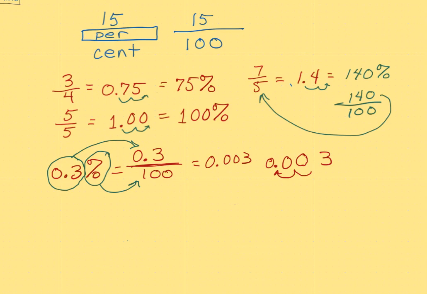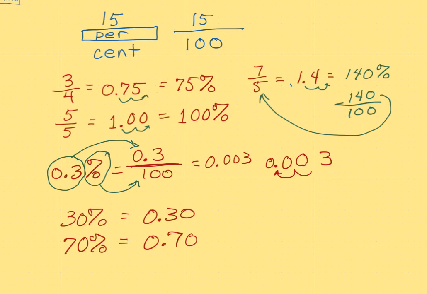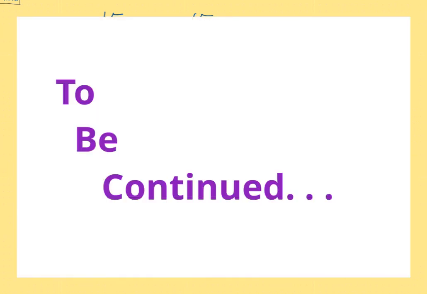0.003. Okay. You can look at things like 30%. That's equal to 0.30. 70% is equal to 0.7. 0 or not. Okay, so 0.4 would be equal to what? It's 4/10 or 40 hundredths or 40%. Okay, your book gives you some more practice. I think we've done enough of this for now. Thus ends the first part of operations with fractions and decimals. Look for part B.